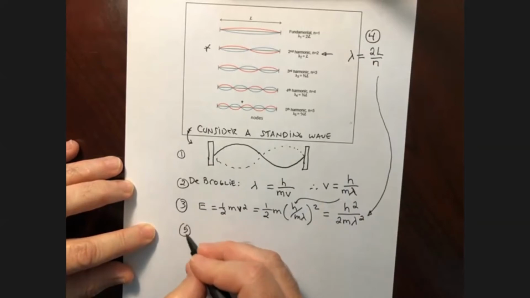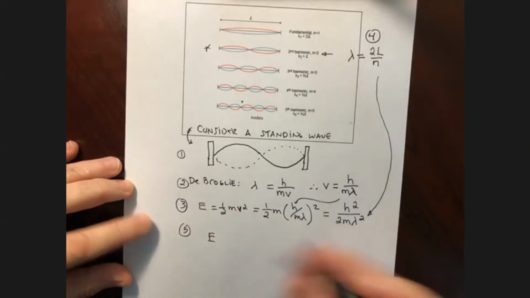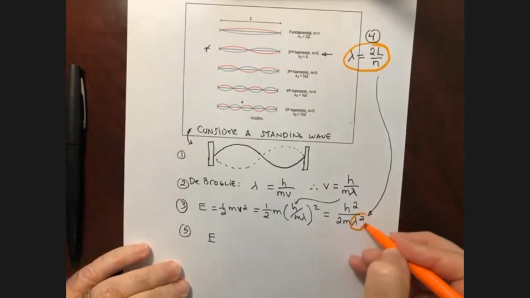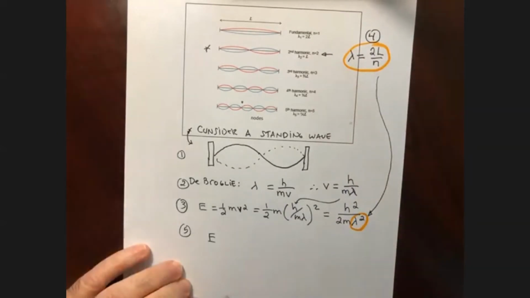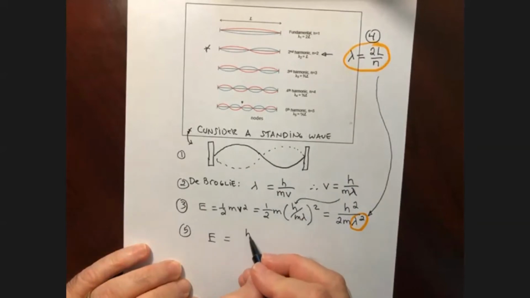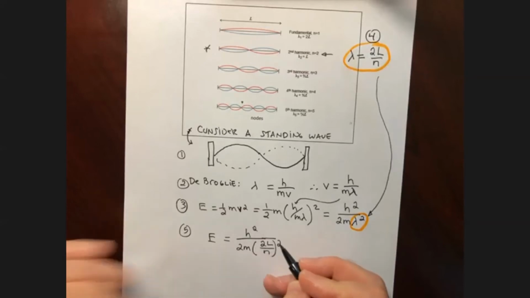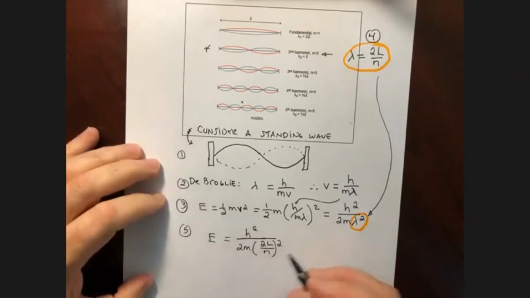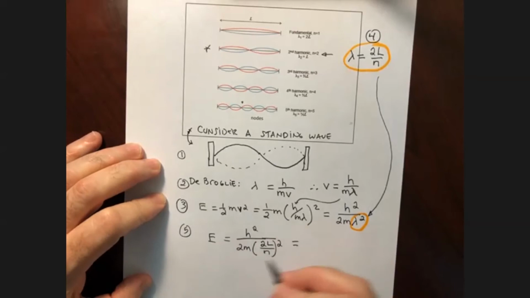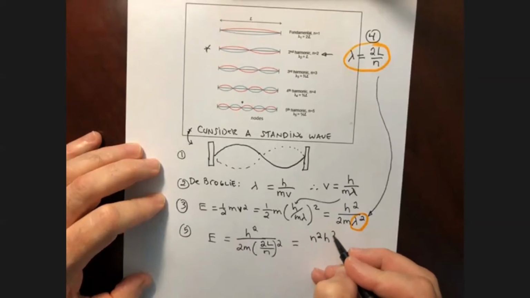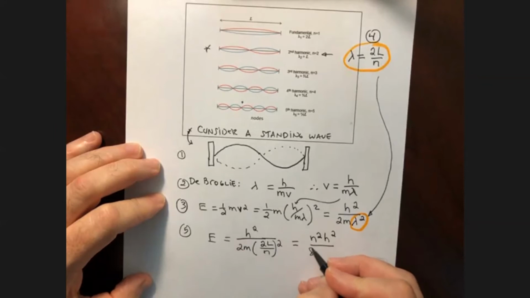So what we're going to say here is that the energy, if I now go ahead and take this and plug it in here, right? I'm going to get that the energy is h squared over 2m times 2L over n squared, which ends up saying, I'm going to rearrange and solve all these squares. So I have n squared times h squared over 8mL squared.